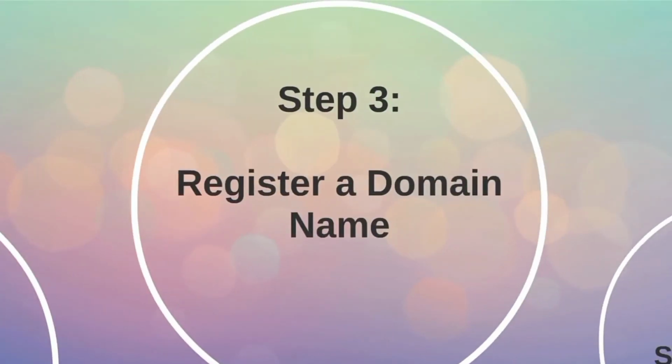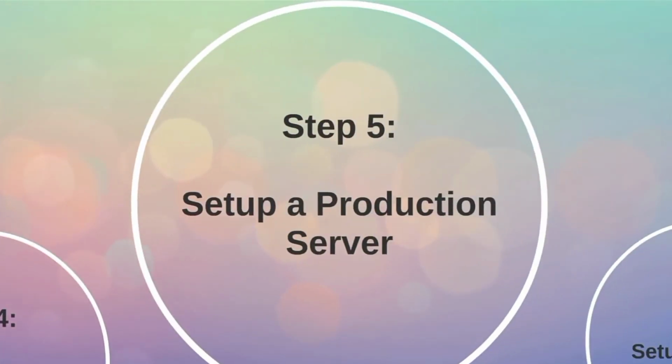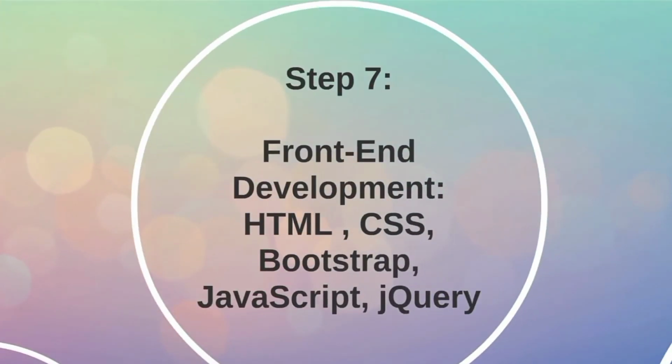Step 3 is to choose a domain name. The registered domain name is what people will use to access your website; it is your web address. Step 4 is to configure a local testing server. Step 5 is to configure a production environment and a live web server. Step 6 is to install and set up an FTP service. Step 7 is to develop the front end of your web application using HTML, CSS, Bootstrap, JavaScript, and jQuery.